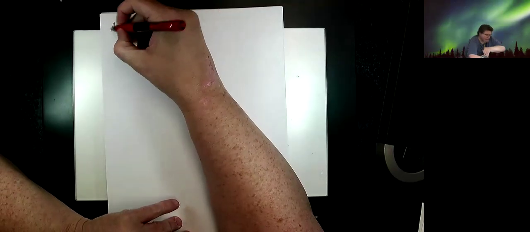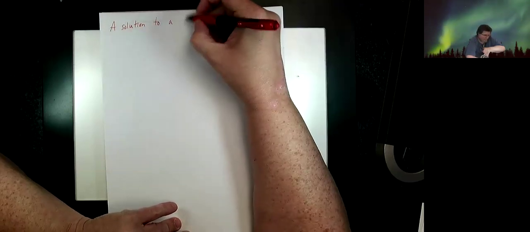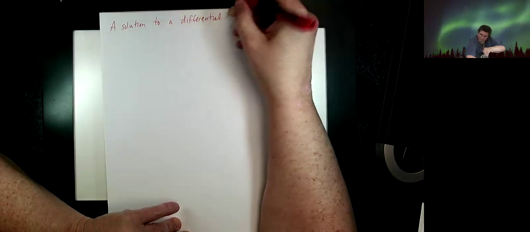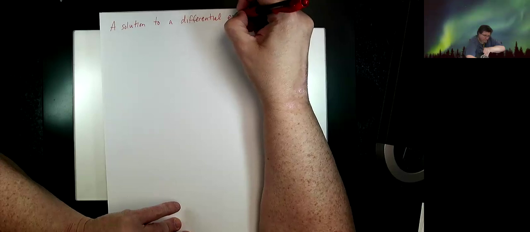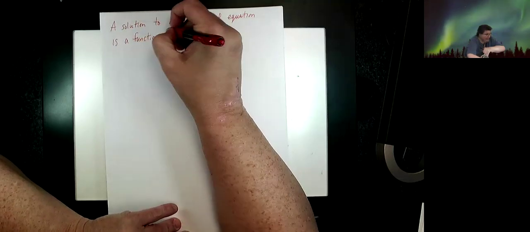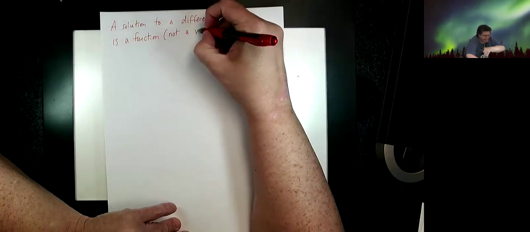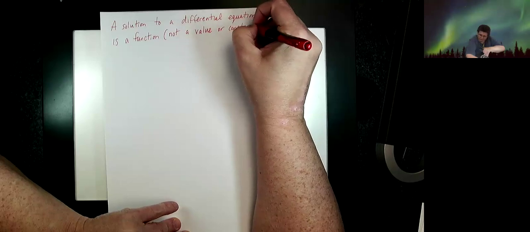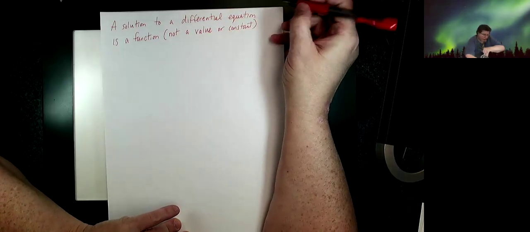Okay, so a solution. What is a solution to a differential equation? A solution to a differential equation is a function, not a value or constant, but a function which solves the equation.